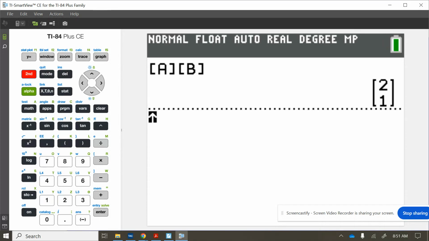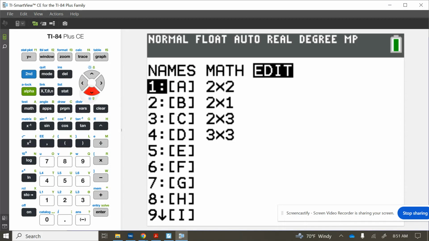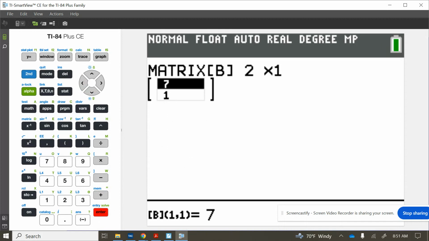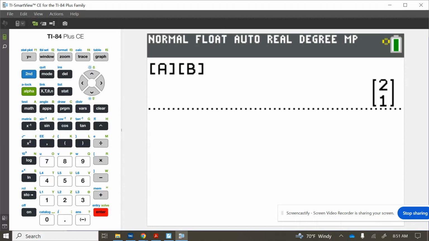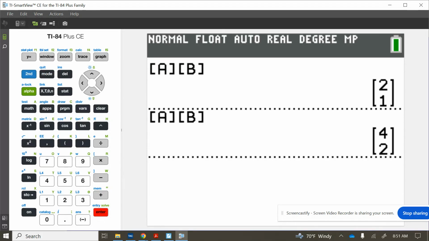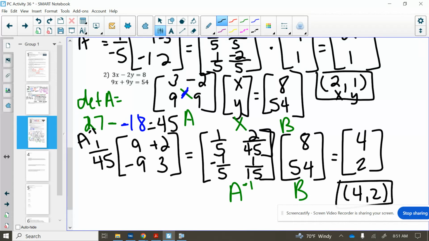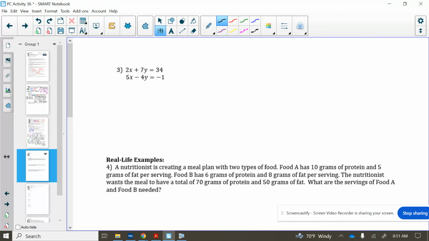Multiply that by matrix B, which this time our 2 by 1 is 8 over 54. And when we multiply A inverse times B this time, we get 4 and 2 as the value of our x and y. So you might see it represented like that, or 4 comma 2 for x comma y. All right, there is one on the back for you to try on your own.